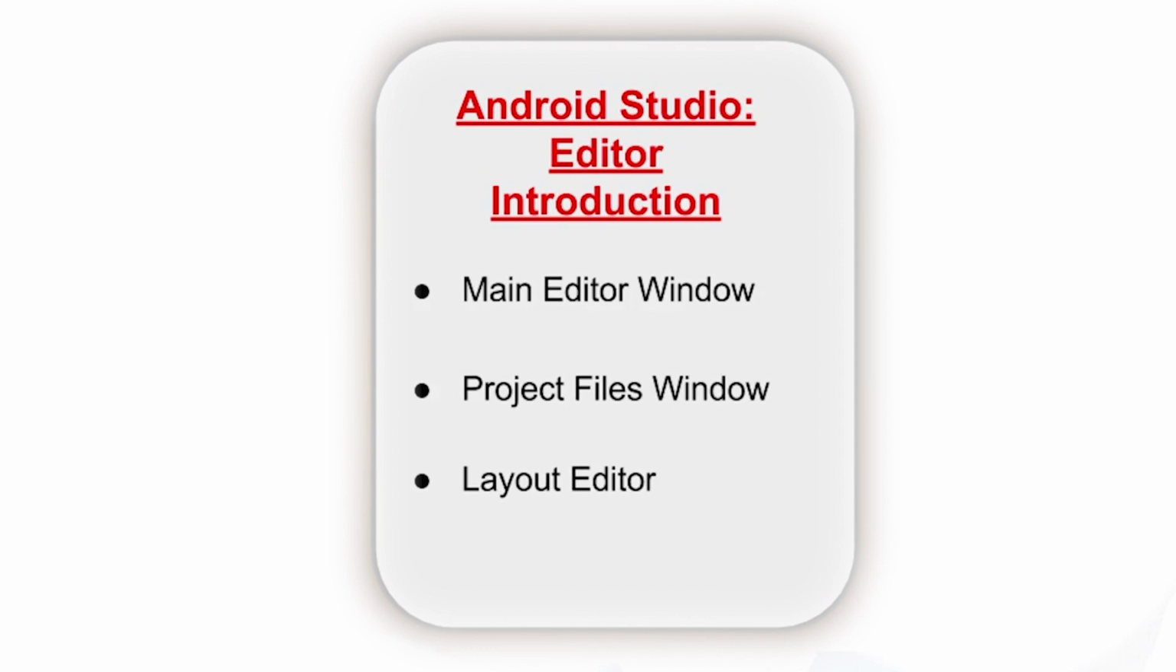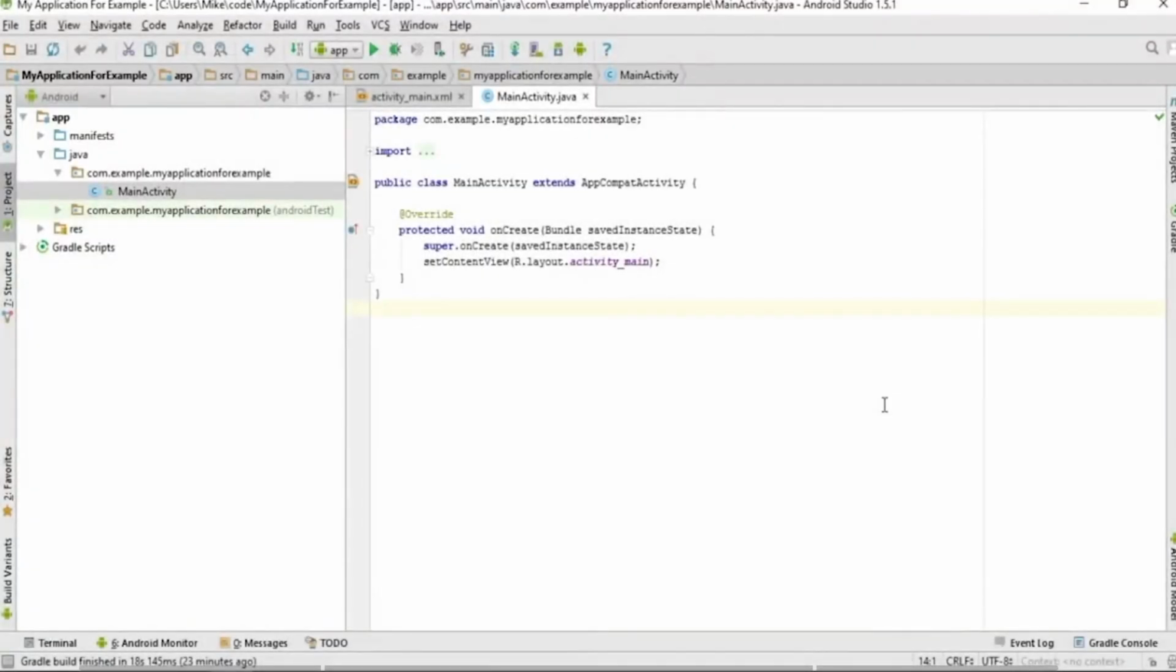After completing this lesson, you'll understand what the main editor window, the project window, and the layout editor window look like and their function. Let us now take a tour of the Android Studio Integrated Development Environment. The Android Studio IDE has a lot of features and tools available to us. We will only cover some of the most important ones right now.